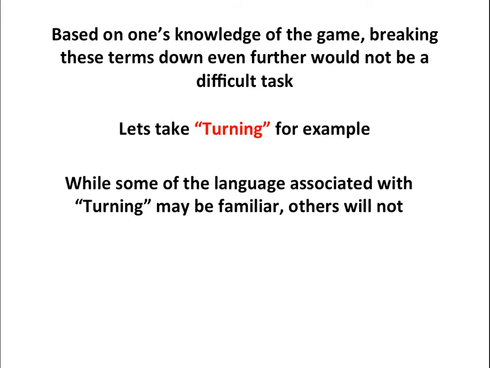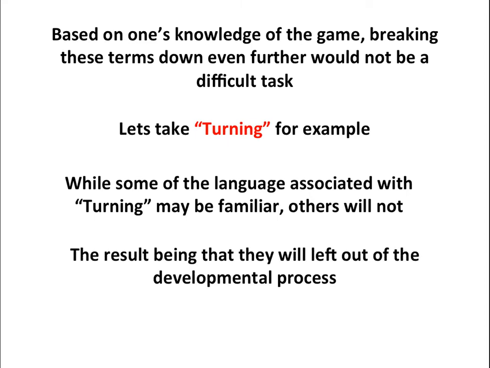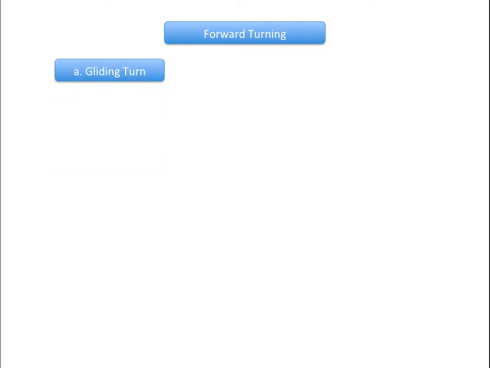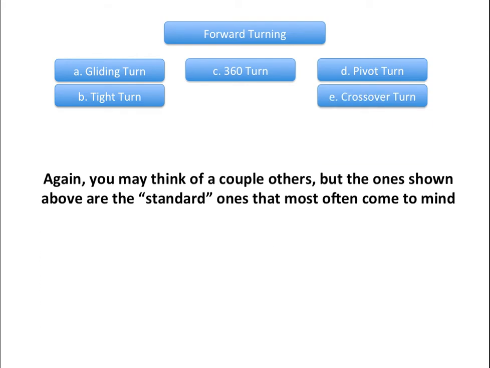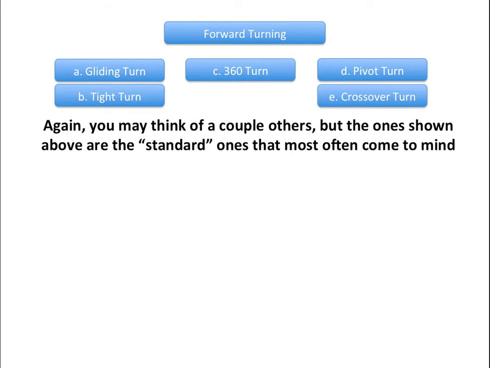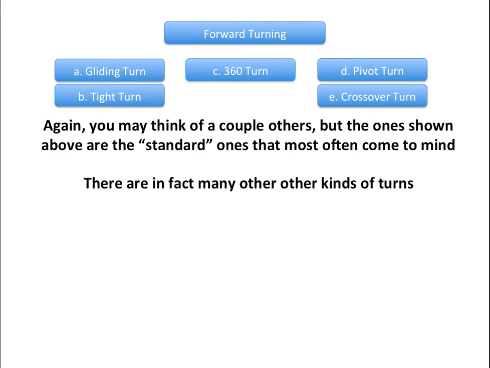Let's take turning for example. While some of the language associated with turning may be familiar, others will not. The result being that they will be left out of the developmental process. Again, taking forward turning, we're looking at the gliding turn, tight turn, the 360 turn, pivot turn, and the crossover turn. Again, you may think of a couple others, but the ones shown above are the most standard ones that often come to mind. There are in fact many other kinds of turns.